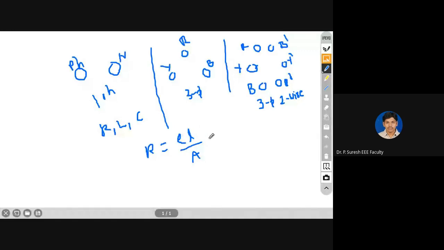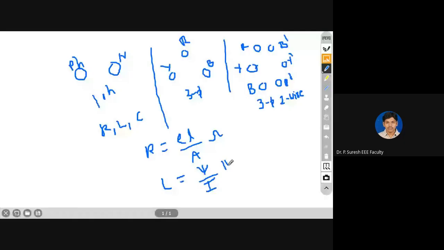Like that, what is the generalized formula for inductance? Flux linkage per ampere, so the unit is Henry per meter. What is the capacitance formula? Charge per unit potential. These are the generalized formulas.